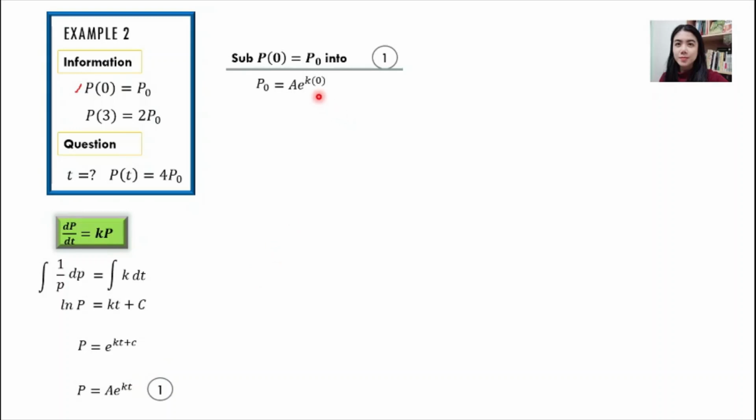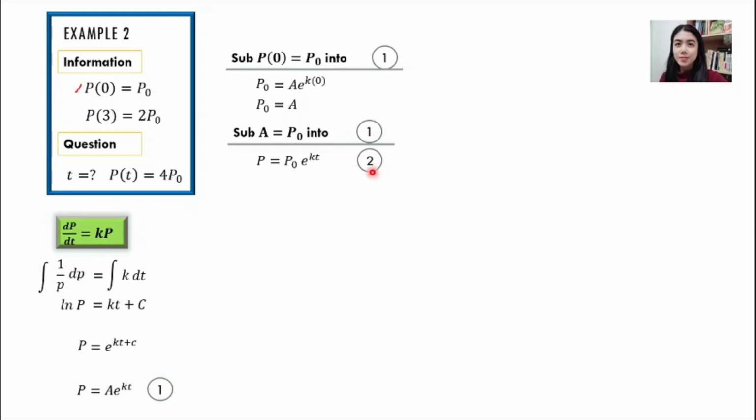Then we have the next line. k multiplied with 0 is 0, e to the power of 0 is 1, so we will have A equal to P naught. Substitute A equal to P naught into equation number 1, so A is P naught, substitute here. When you substitute, we have the next line. It means we have settled the parameter A. Let's name this one equation number 2. We can leave equation number 1, we don't need it anymore. Just look at equation 2.